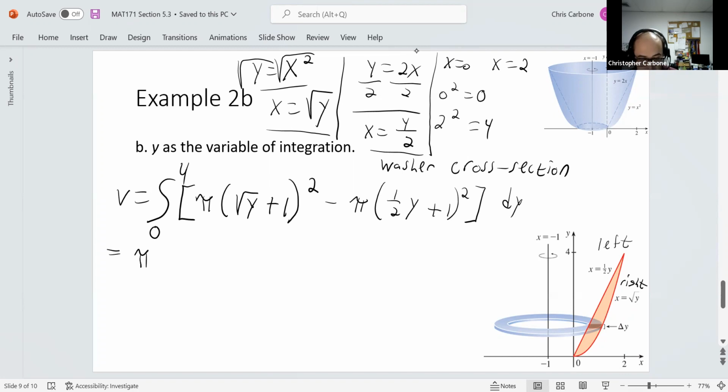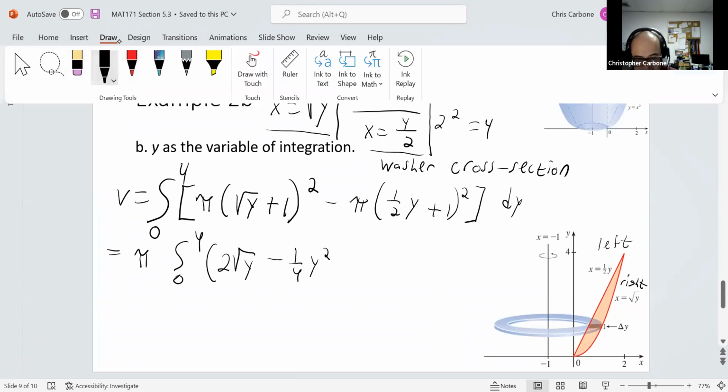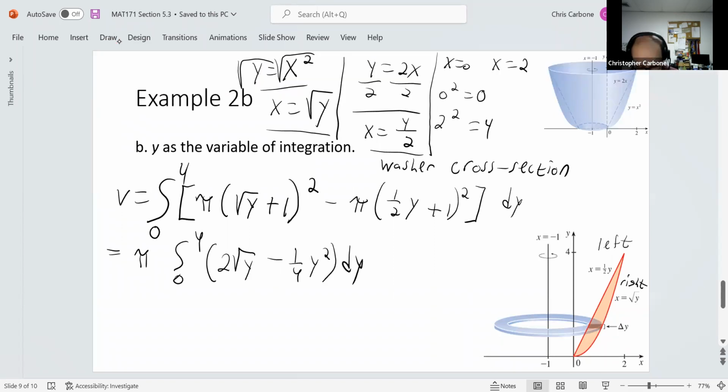So taking out the pi, this is pi times the integral from 0 to 4 of, we would square both of these and combine any like terms with the subtraction. We get 2 times the square root of y minus 1/4 times y squared. And I put a bracket instead of a parenthesis. One second. There we go. dy.